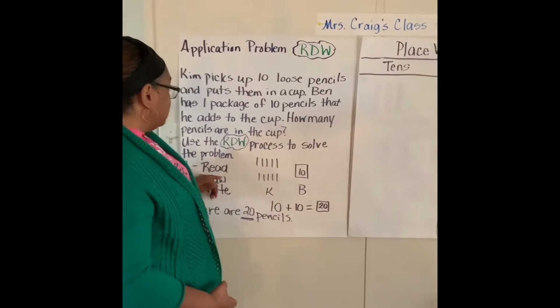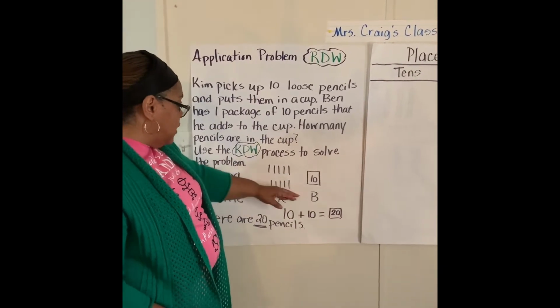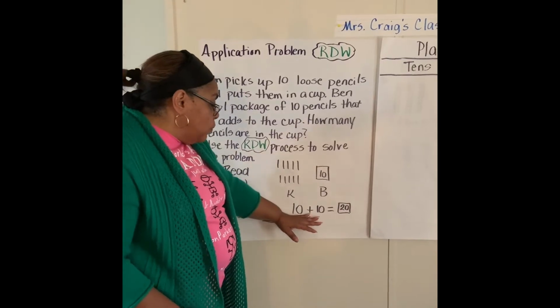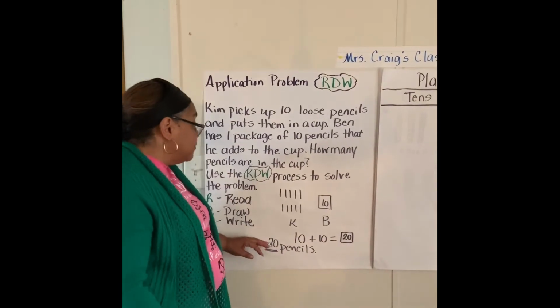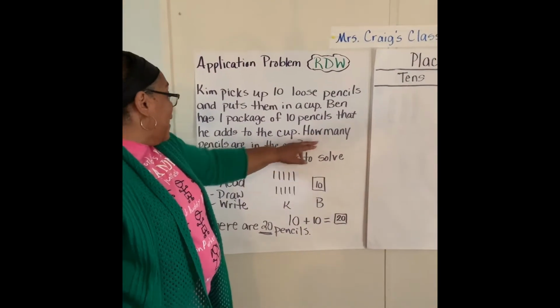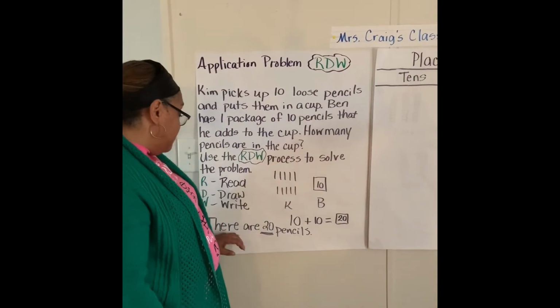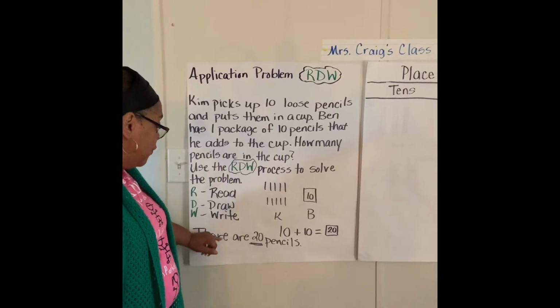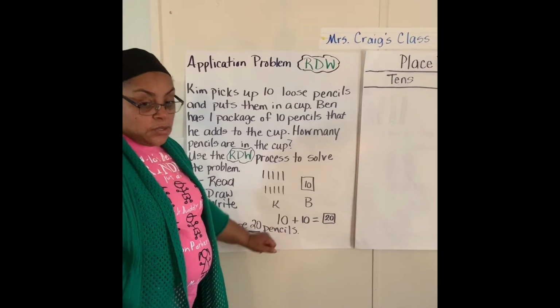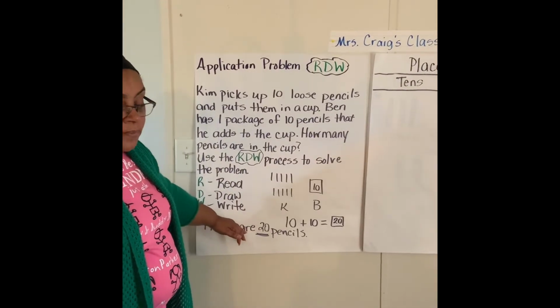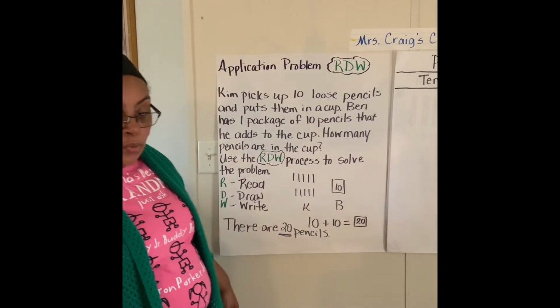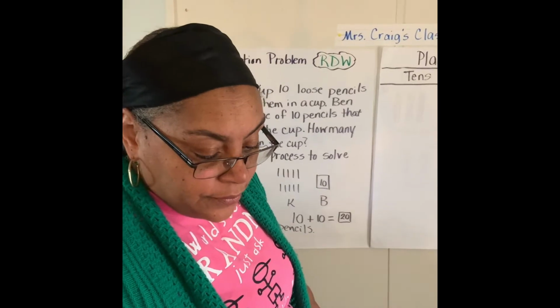Now, did we read something? Yes. Did we draw something? Yes. Did we write? We wrote our number sentence, but now we have to write a statement. So the question is, how many pencils are in the cup? And we have down here, there are 20 pencils in the cup. Boys and girls, there are how many pencils in the cup? 20, correct. Very good.